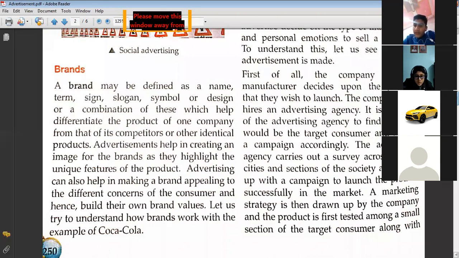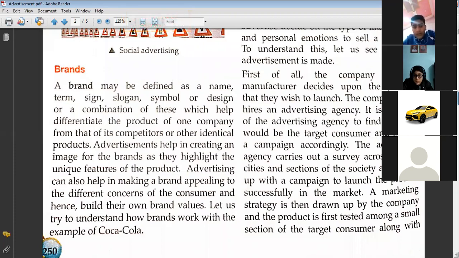They decide, okay, let's do a survey. What kind of products do they need? How can we launch it? Have you ever noticed that people from different brands come to our home conducting a survey, asking which shampoo do you use, right? Yes, ma'am.